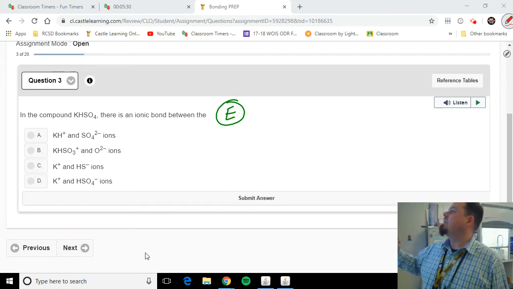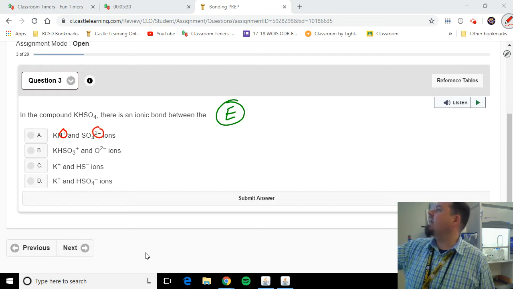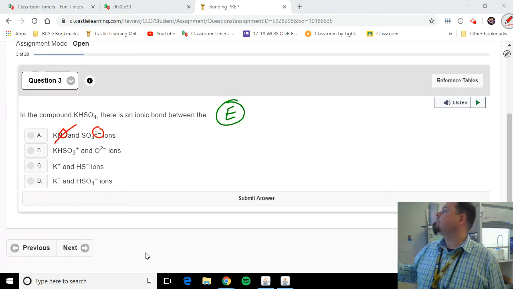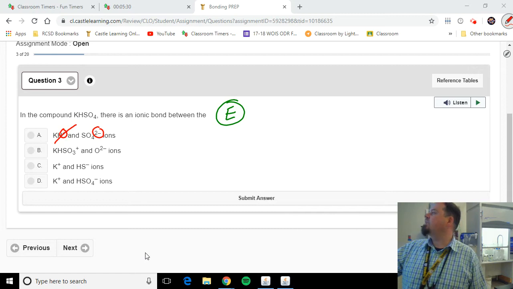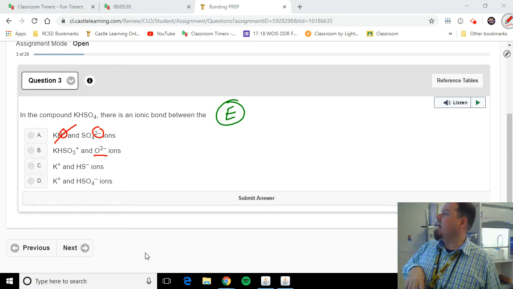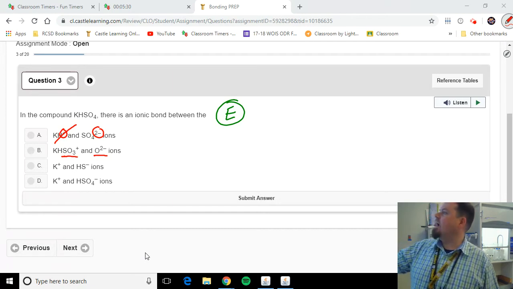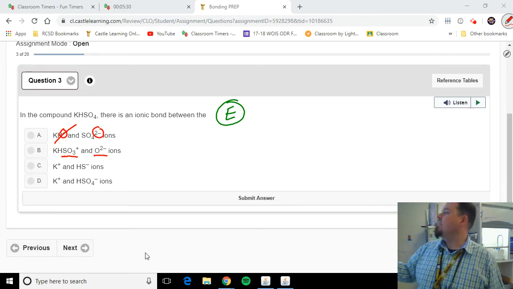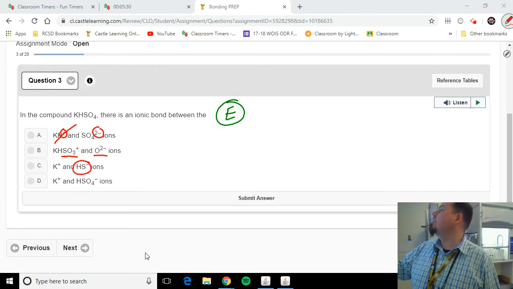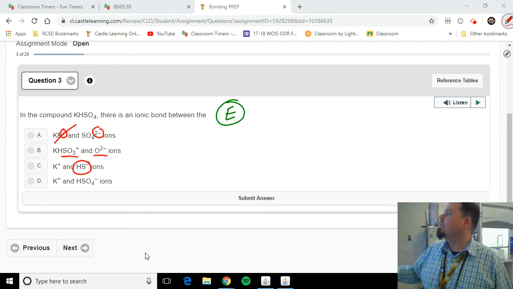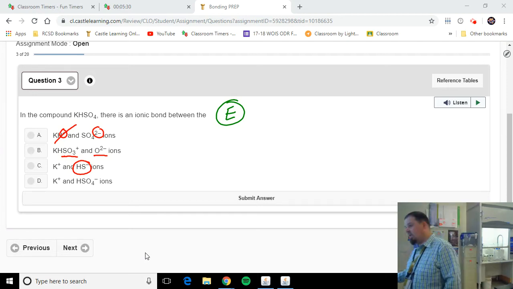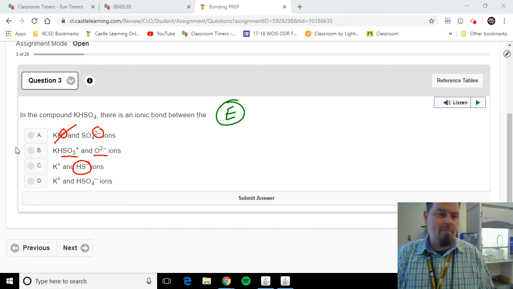KH plus, I do have a plus and I do have a minus, but KH plus is not going to be real. And KHSO3 with O2. Ooh, I can find O2 minus on a polyatomic ion sheet. But SO3 is also a polyatomic ion, so I have multiple ions going on here, so that's why that wouldn't work. And then this is just an improper molecule. It's missing the O4, so that can't be right. So I need K plus and HSO4 minus.